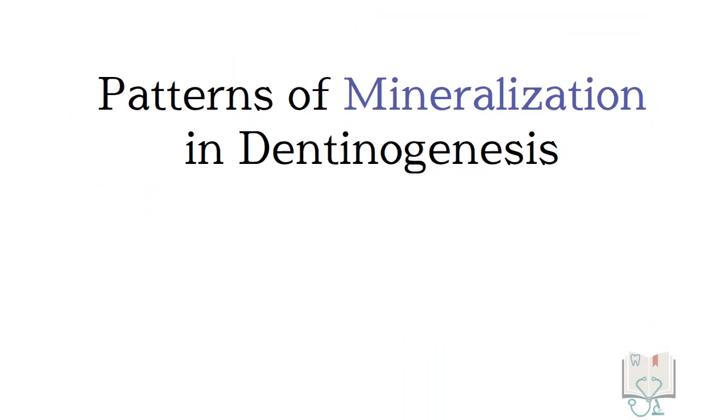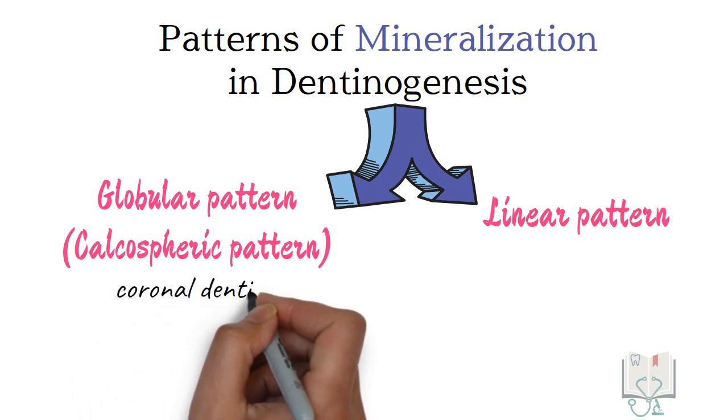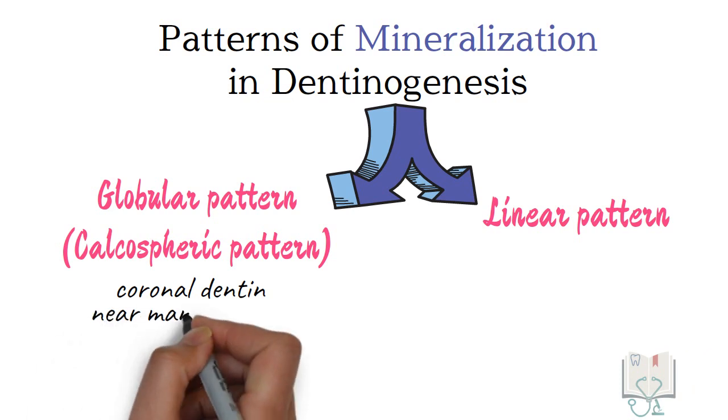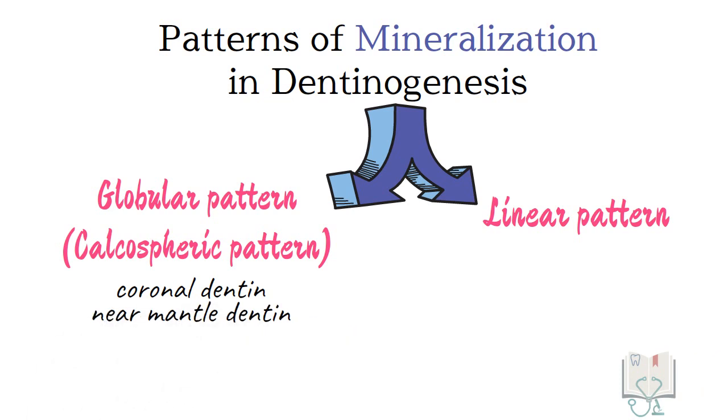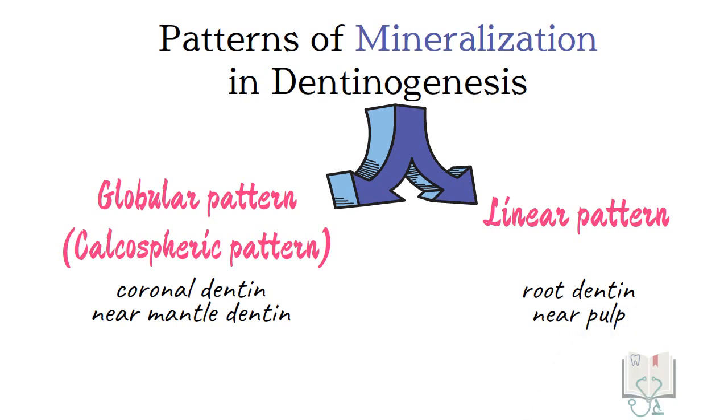There are two patterns of mineralization: globular or calcospheric pattern and linear pattern. Globular pattern is mostly seen in the coronal dentine near mantle dentine, linear pattern more in root dentine and near the pulp. The rate of mineralization is faster in globular pattern than in linear pattern.